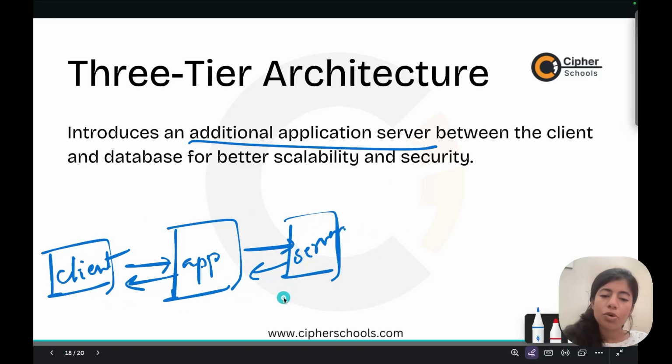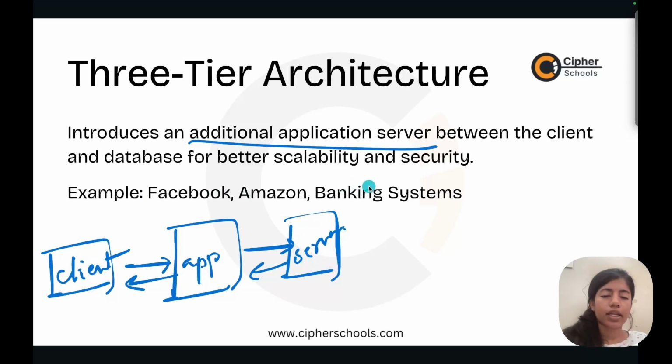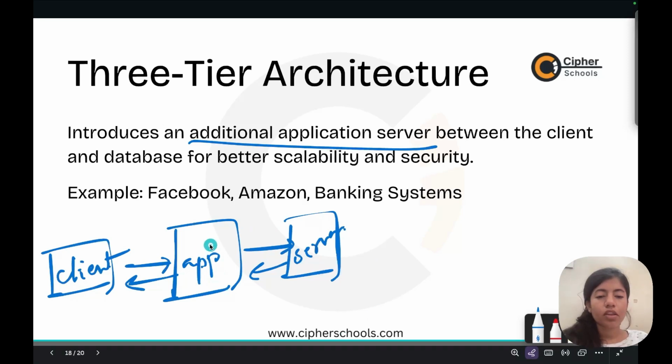This is widely used by almost all organizations, like Facebook, Amazon, banking systems, everywhere, because we have the Amazon app. We're not going directly to Amazon's database and saying I want a list of items, new arrivals. This is not what we do. So what happens is we go to Amazon's app, and then from there the Amazon app asks the server. So this structure is widely used.